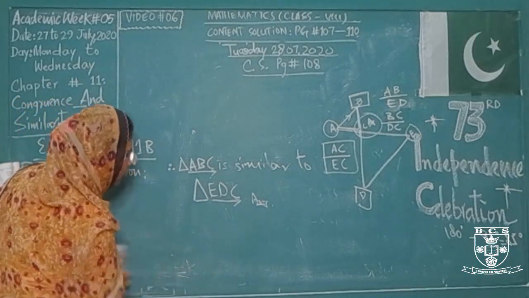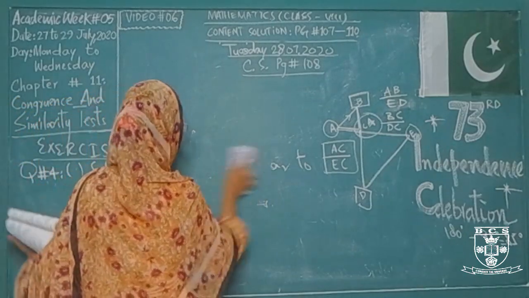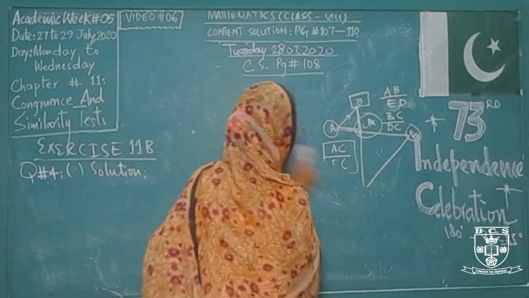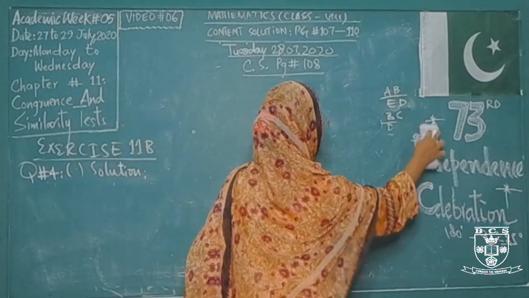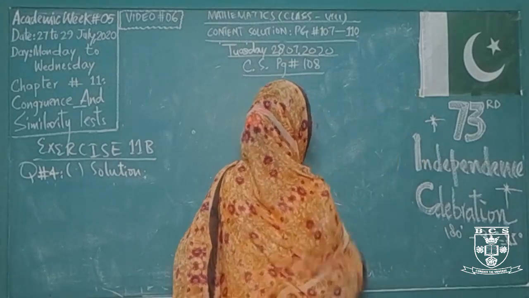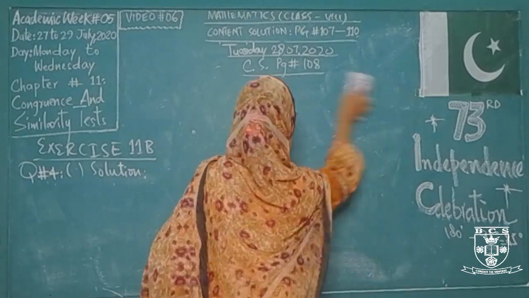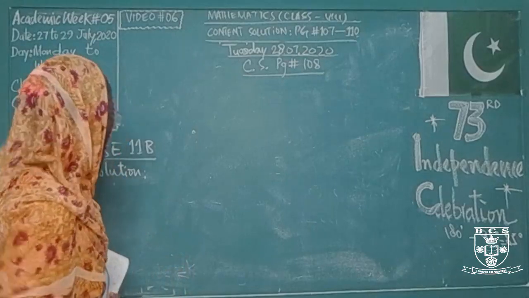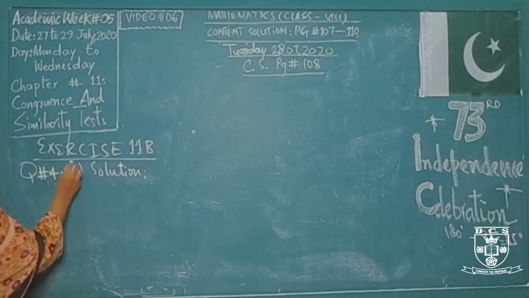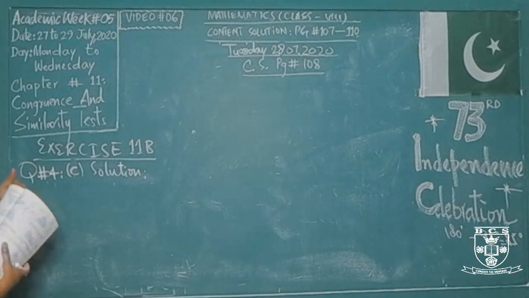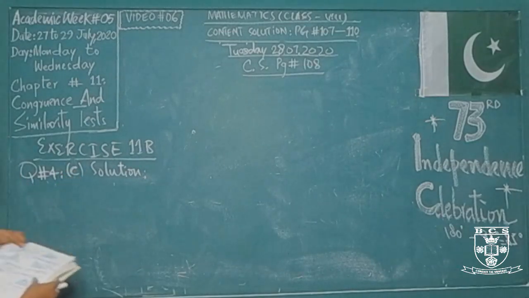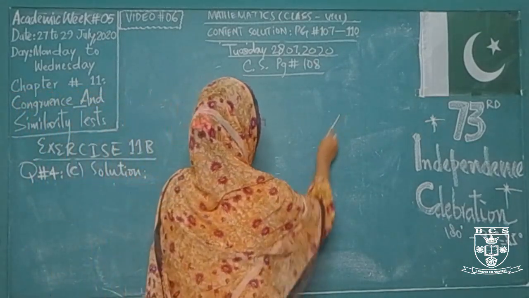Firstly we will make the fractions, or we will take the angles, whatever is given in the question. Right after that, we will work for our similarity. Question number 4 part C. Yes, question number 4 part C. Firstly, we must have a diagram on the board.